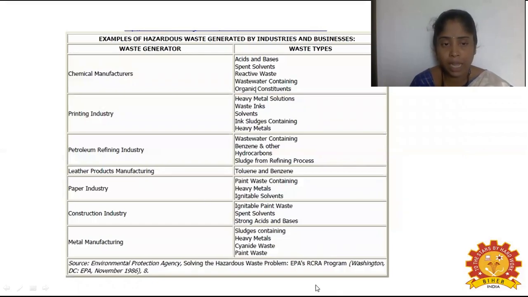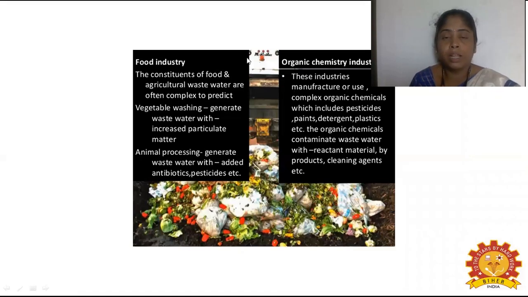So the next one: what are the examples of hazardous waste that can be generated? We have seen that earlier. This has been given by the Environmental Protection Agency for solving hazardous health problems: the various types of waste generated from different industries. So what are the various industries we have? As we have said, the food industries. The waste from them includes agricultural wastewater, food waste, domestic wastewater, and vegetable washing water. Those wastes are exerted from the food industries.